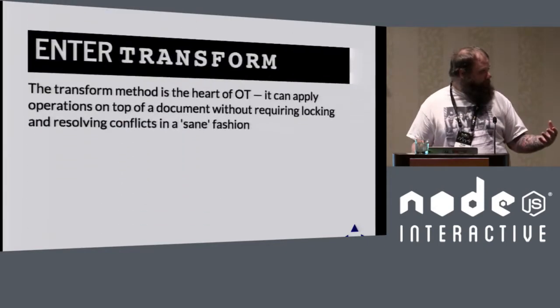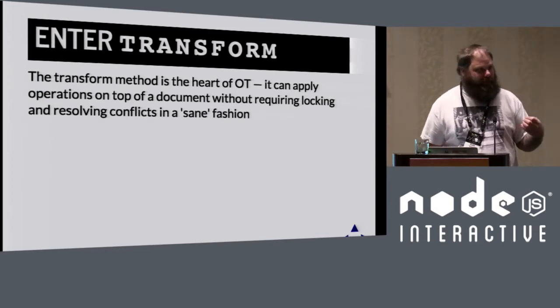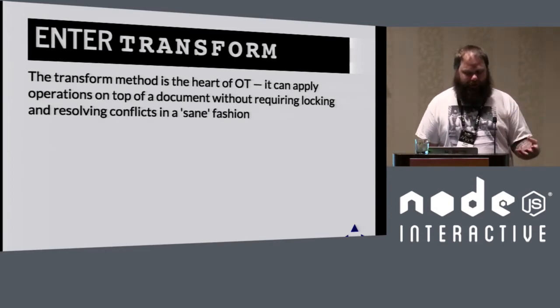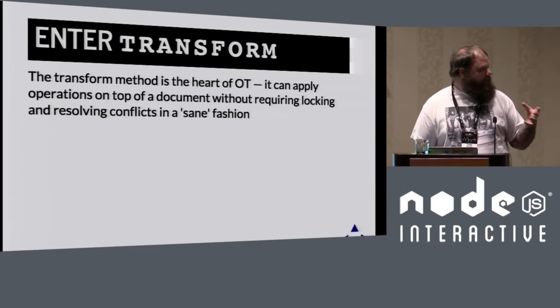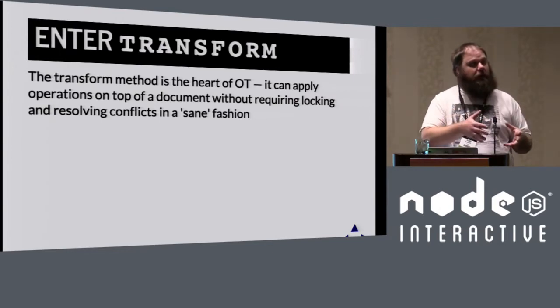So now that we've got them, how do we use them? We have this thing called transform. Obviously, the transform method is the heart of the operational transform algorithm. And what this does is it really allows us to take these operations and apply them to a document in a way that's conflict-free and doesn't lock the document from editing.